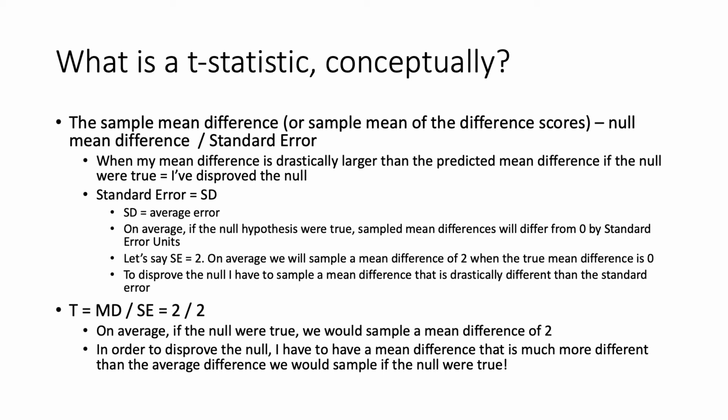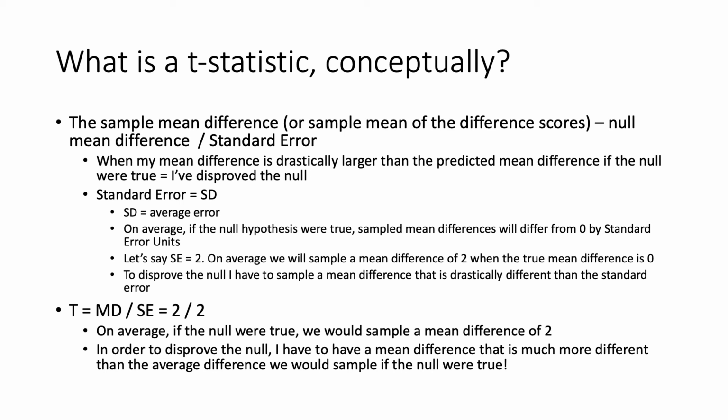Well, let's look at the formula. It's just the sampled mean difference, which is equivalent to the sample mean of the difference scores, minus the null mean difference. So if we want to disprove the null, we know we have to have a sample mean difference that is drastically different than the predicted mean difference if the null were true. We divide that difference by our standard error. And it's standard error where we really have to figure out what that is to understand what the t-statistic is doing.